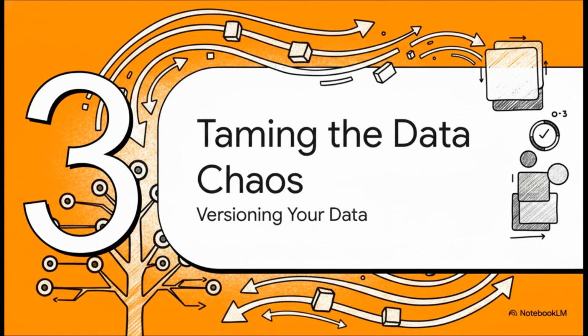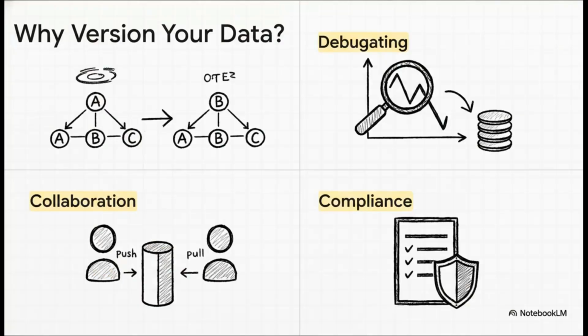Okay, so we've stored our data efficiently. But remember, production data is dynamic. It's always changing. So how in the world do we keep track of it? We need to version our data, just like we version our code with Git. But why is this so critical? Well, first off, reproducibility. To recreate any experiment, you need the exact code and the exact data version you used.